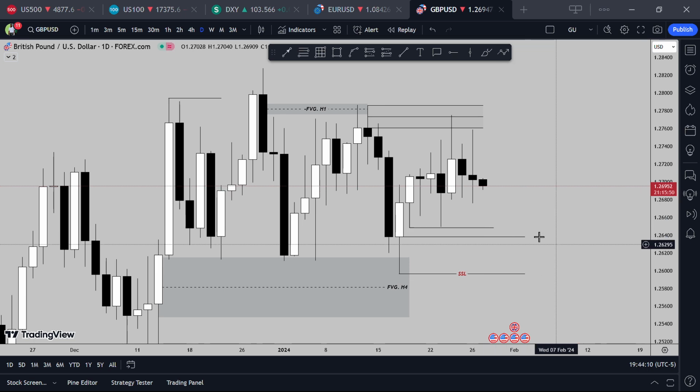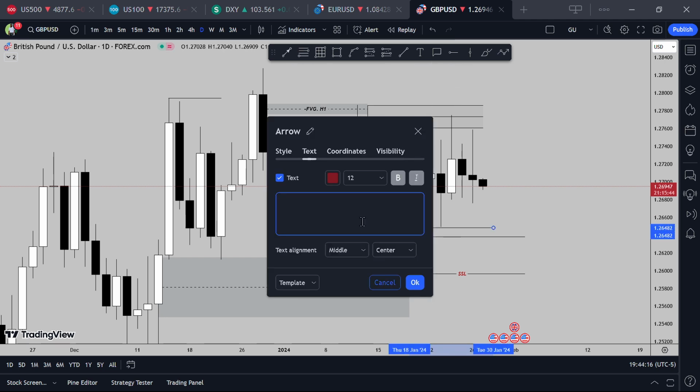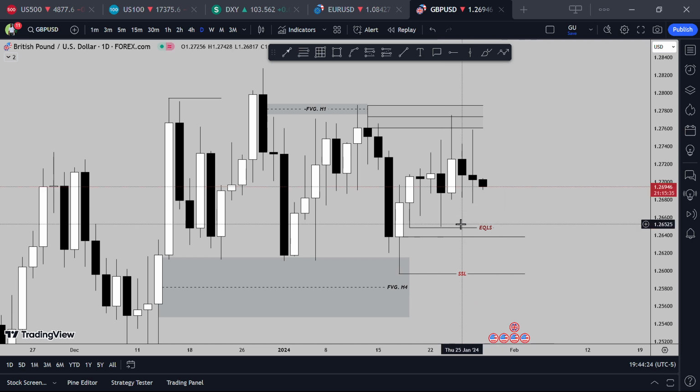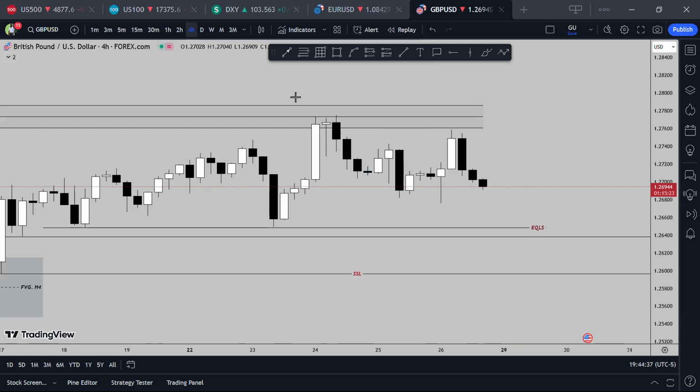So my target for GU, we have these equal lows. Very clean equal lows. So that will be my first target for the week, the equal lows. My second target for the week will be this rejection block. And then obviously the last target will be this swing low for the week on GBP USD. Let's go to the 4-hour chart.